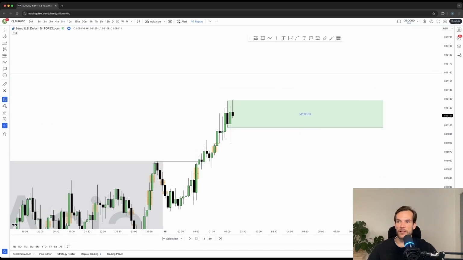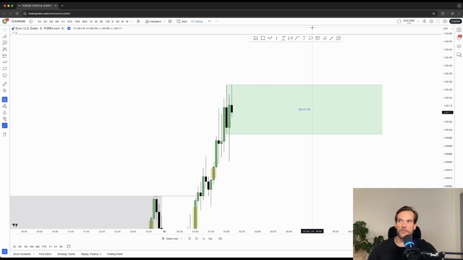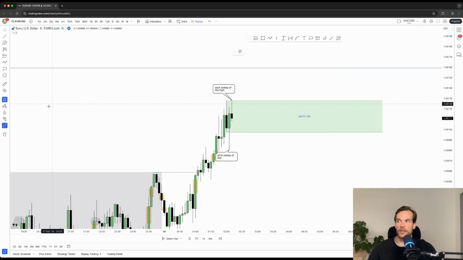Okay, we get a slight sweep of the high. So we have got a couple manipulations here. This is why the opening range is really nice. It's going to keep you from getting chopped out because you have a frame of reference. So we had a wick sweep of low. Now we've got a wick sweep of the high. We're looking to go short because that will align with our hourly.